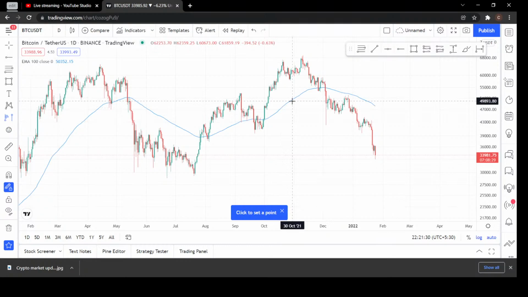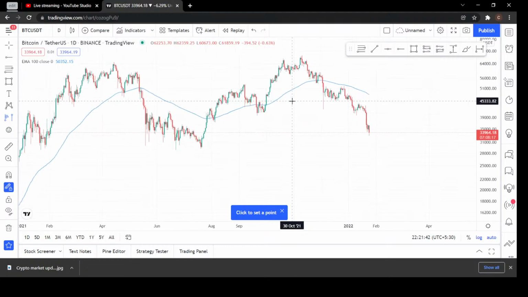So don't get confused. Just because I'm using an indicator doesn't mean you have to use it during your own analysis. Use what works for you and simply make money out of it. That's all I will suggest.